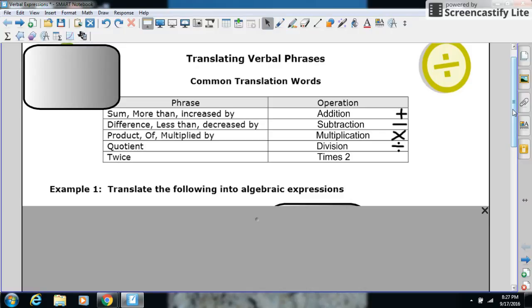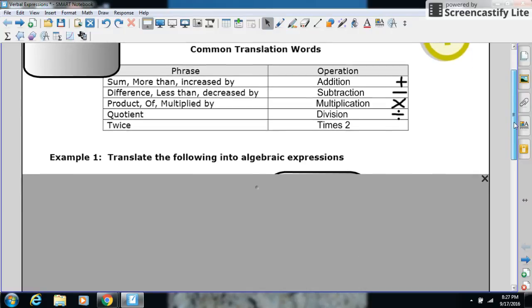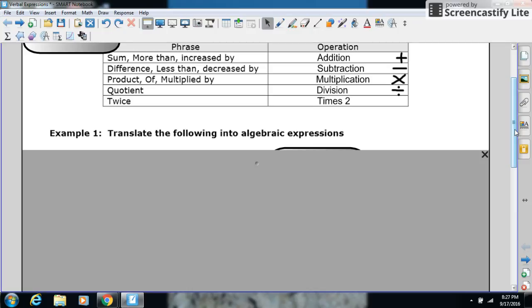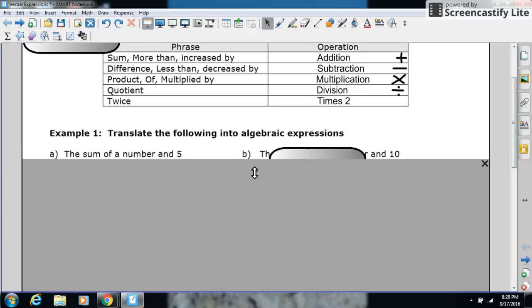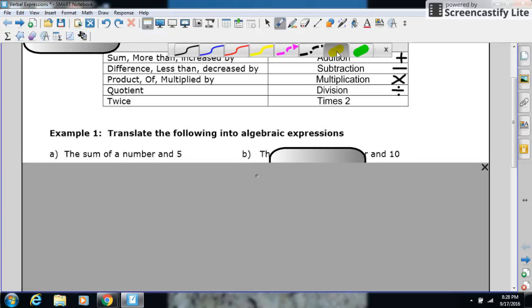Once you have that, you'll be given phrases, and you have to write them as algebra statements. An algebra statement just means a variable, some sort of operation, and a number. Let's take a look at the first one here. It says the sum of a number and 5. We're going to be cueing a lot of these things. The word sum is our math term, and sum means plus. So sum refers to addition, you can see from up here.